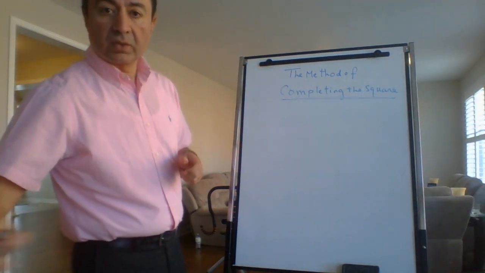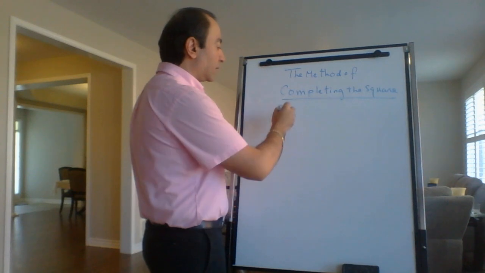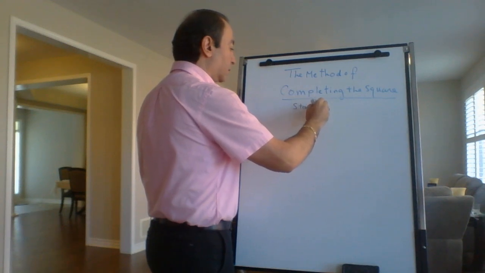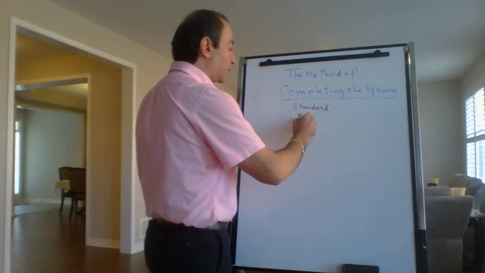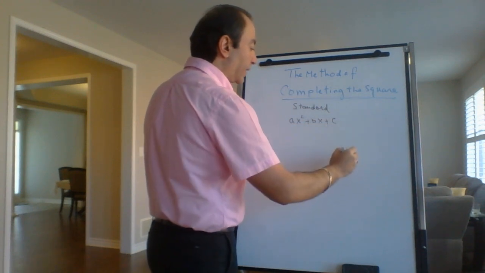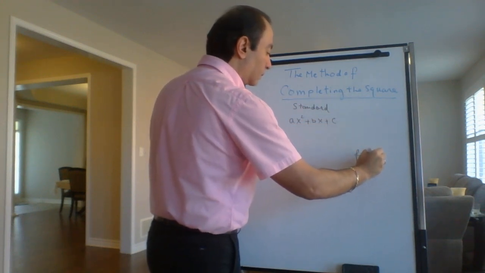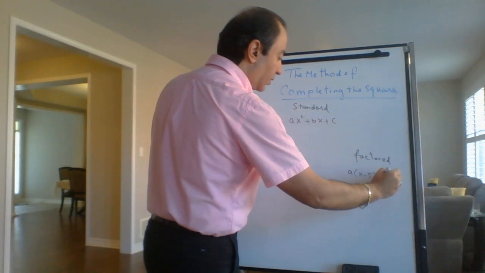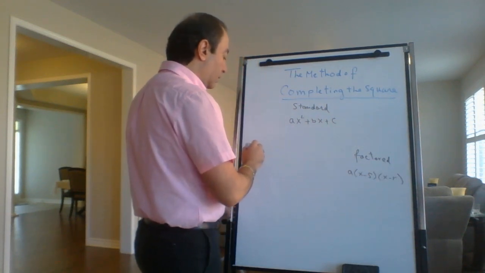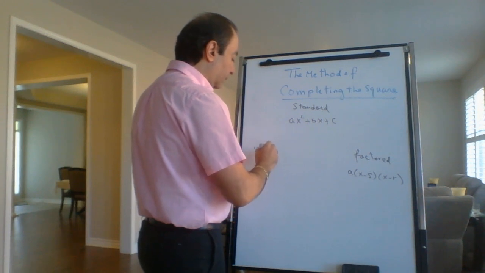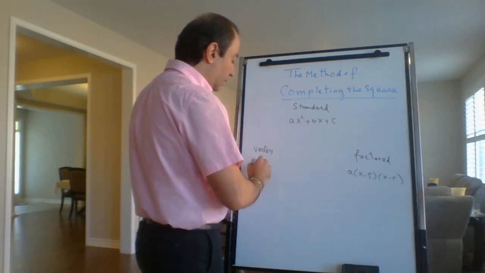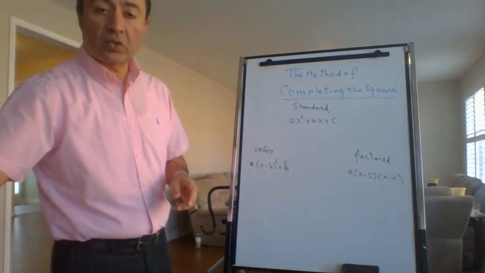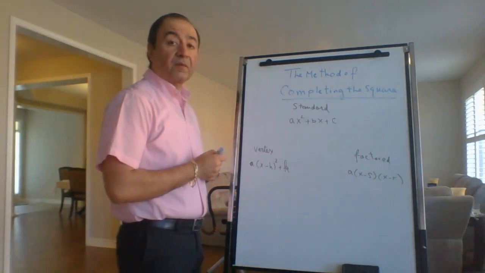Okay, all of us know by now that we have 3 forms of quadratic. The first one is standard, which is in the form of ax squared plus bx plus c, and factored, which is in the form of a(x minus s)(x minus r). And the third one was vertex, which is in the form of a(x minus h) squared plus k. Those are the 3 forms of quadratics, and from each one of them we have a benefit.